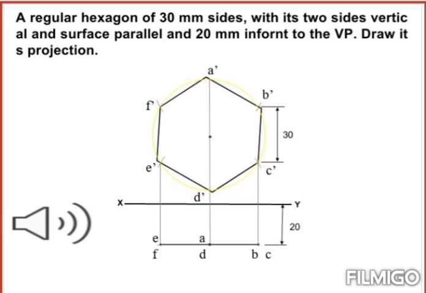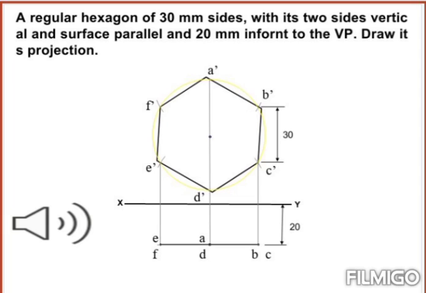So in this manner we will draw all the sides of regular hexagon, each side inclined at 120 degree to other, and each side will be of length 30 mm. In this manner we will complete a regular hexagon. So this is how the front view of the problem will be drawn.